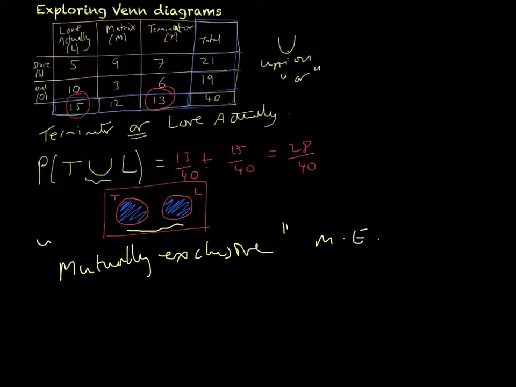So, or M.E. Because what we're saying is that their intersection is 0. You can't be a Terminator video and a Love Actually video at the same time. So when you have mutually exclusive events, we're saying that T intersection L is 0, i.e. the two rings do not cross each other.